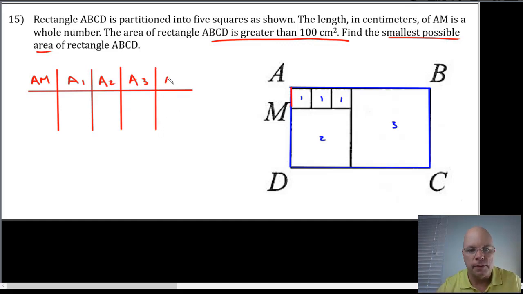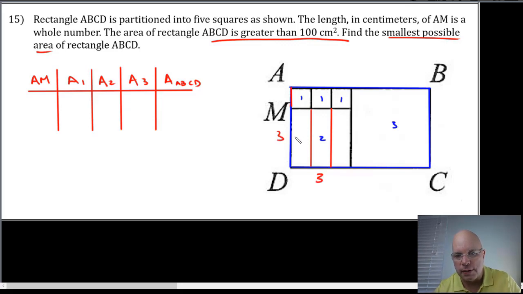And then the area of rectangle ABCD. So we have to recognize that since these are squares and all the sides are the same, you have to sort of visualize that square 2 is made up of, if you extend these lines, if this is 3, this must be 3. Do you understand what I'm saying? If this is like 3 multiplied by AM, whatever AM is, and so this must also be 3 multiplied by AM.